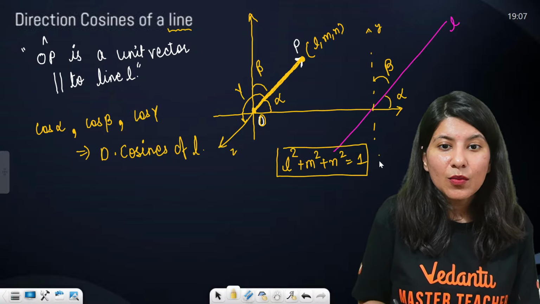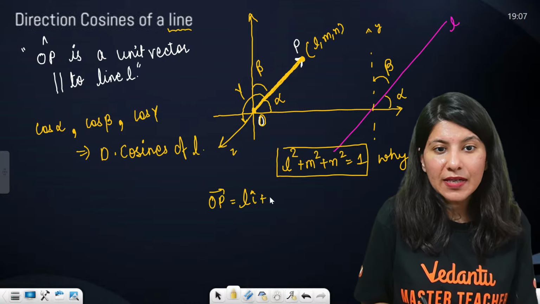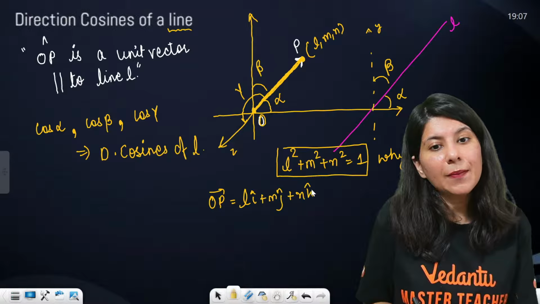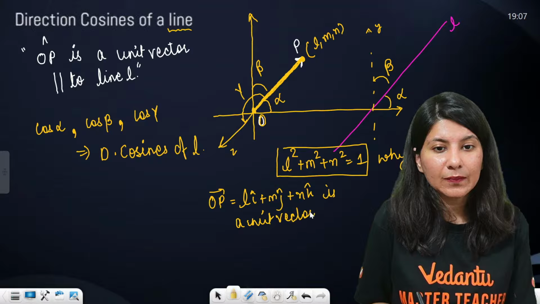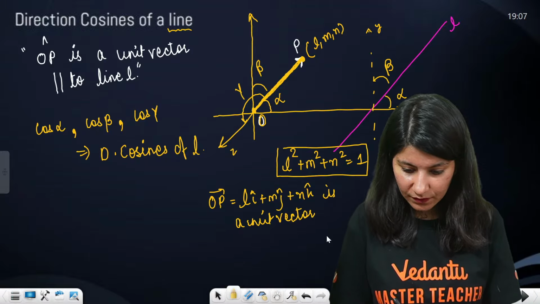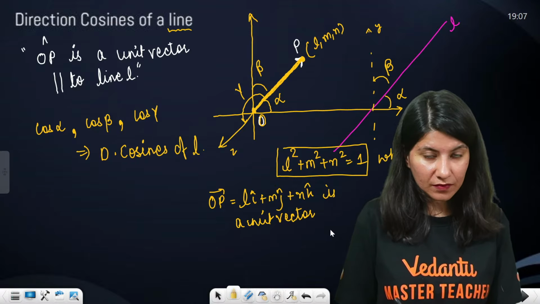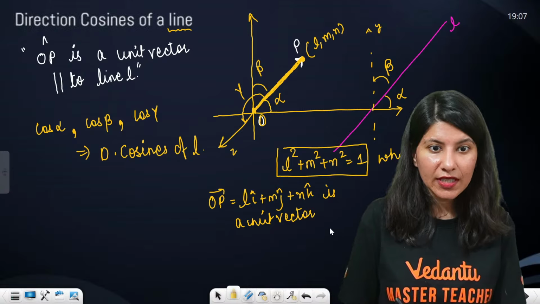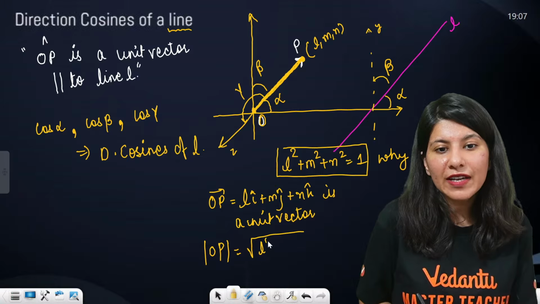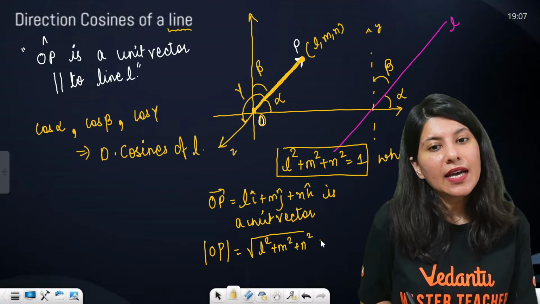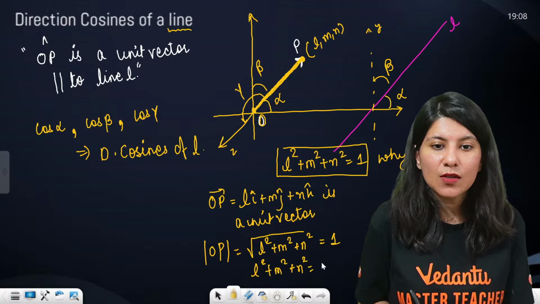Why? Tell me. Because my OP vector, L i cap plus M j cap plus N k cap, is a unit vector. Understanding it? Getting my point? So now the magnitude of OP will be what? Tell me. The magnitude of OP will be square root of L square plus M square plus N square, and that is going to become 1. So that means L square plus M square plus N square is 1.